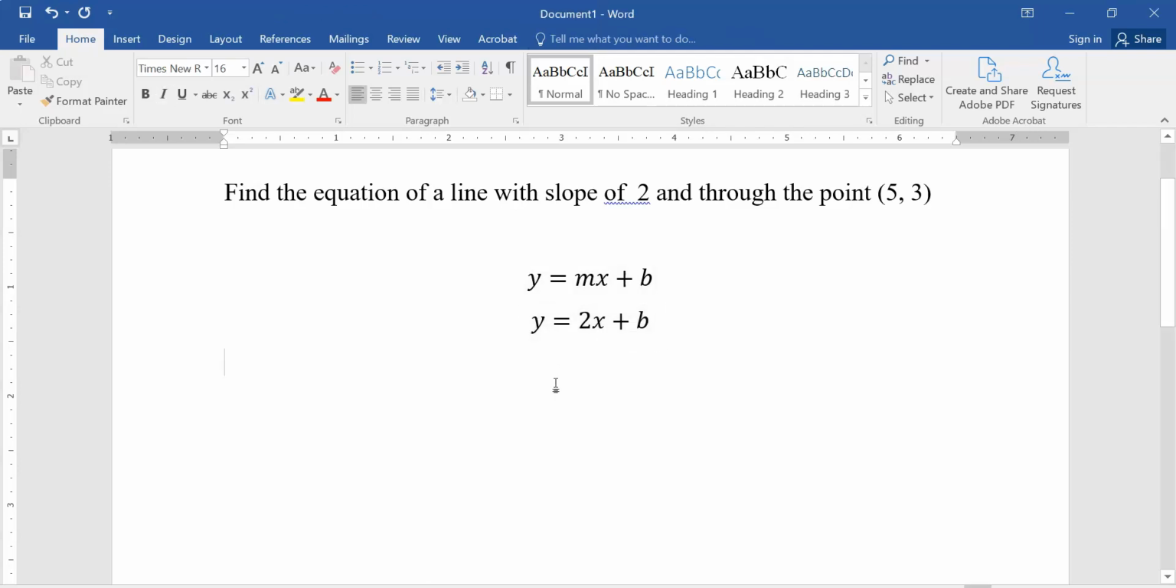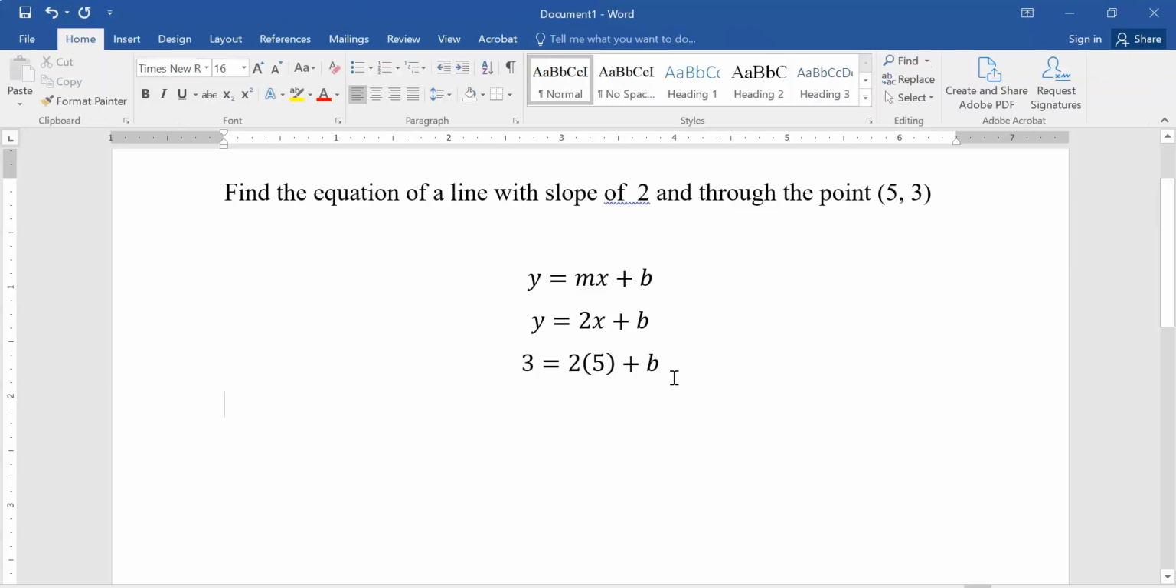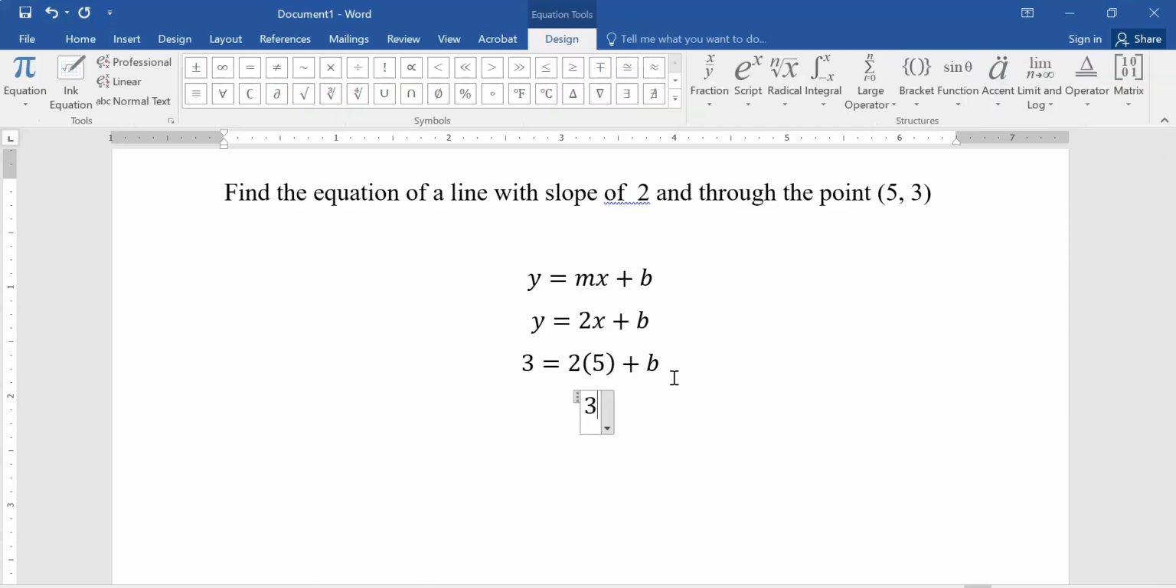Now I know what the m is. I can move on and I can say, well, if I plug in this point, 5 comma 3, be very careful when you plug this in. The y value is the 3 and the x value is the 5. So 3 equals 2 times 5 plus b. Now I can solve that. 3 equals 10 plus b. Subtract 10 from both sides, you get -7 as your b.